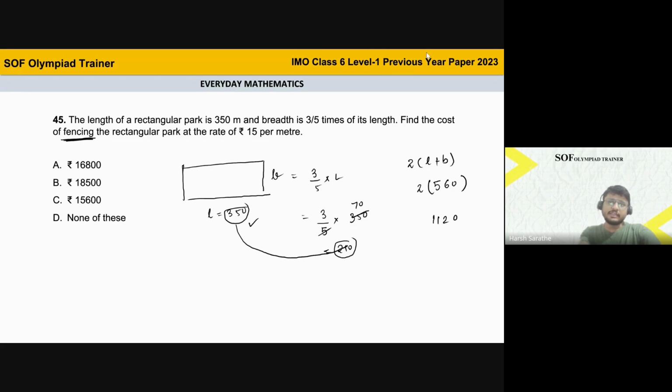Now, beta, you need to fence this park, and the cost of the wire that you need to purchase for fencing this park is 15 rupees per meter. Means 1 meter of wire costs you 15 rupees. So you need to fence 1120 meters. So it will be the product of 1120 into 15. 15 times 0 is 0, 15 times 2 is 30, carry over 3, 15 times 1 is 15 and 3 is 18, carry over 1, 15 times 1 is 15 and 1 is 16. So 16,800 rupees is required to fence this park.